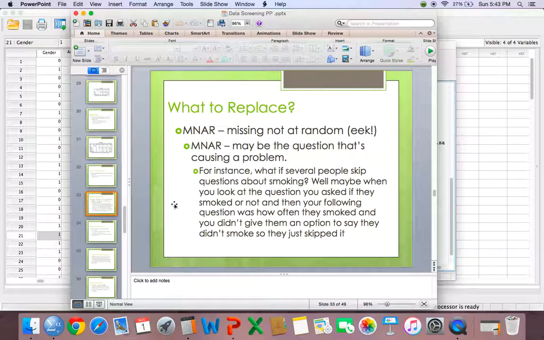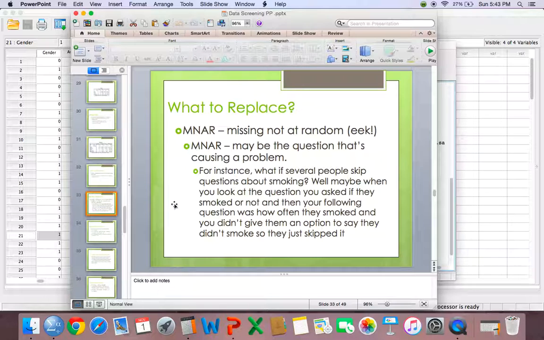However, MNAR is missing not at random. So participants are missing on purpose or for a reason. And it also may be the question that's causing a problem. For example, what if several people skip questions about smoking? Well, maybe when you look at the question, you asked if they smoked or not. Then your following question was how often they smoked. And in that question, you didn't give an option to say that they didn't smoke. So people who didn't smoke just skipped that question. So you may want to delete that question altogether.